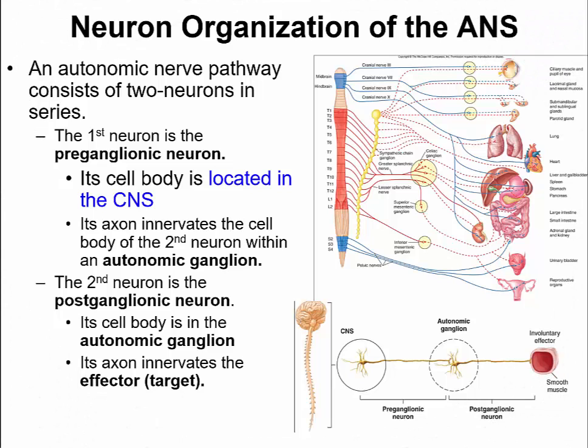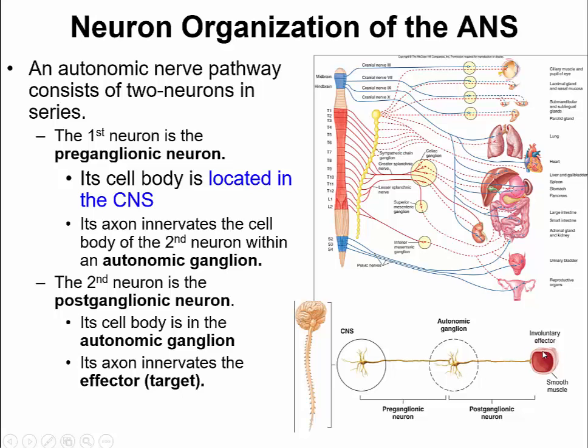In the neuron organization of the autonomic nervous system, remember, autonomic nerve pathways consist of two neurons in series. We have a preganglionic and a postganglionic. The first neuron, of course, is a preganglionic. Its cell body is located within the central nervous system, and its axon innervates the cell body of the second neuron within this autonomic ganglia. The second neuron is a postganglionic neuron. Its cell body is in the autonomic ganglion here, and its axon innervates a target tissue.